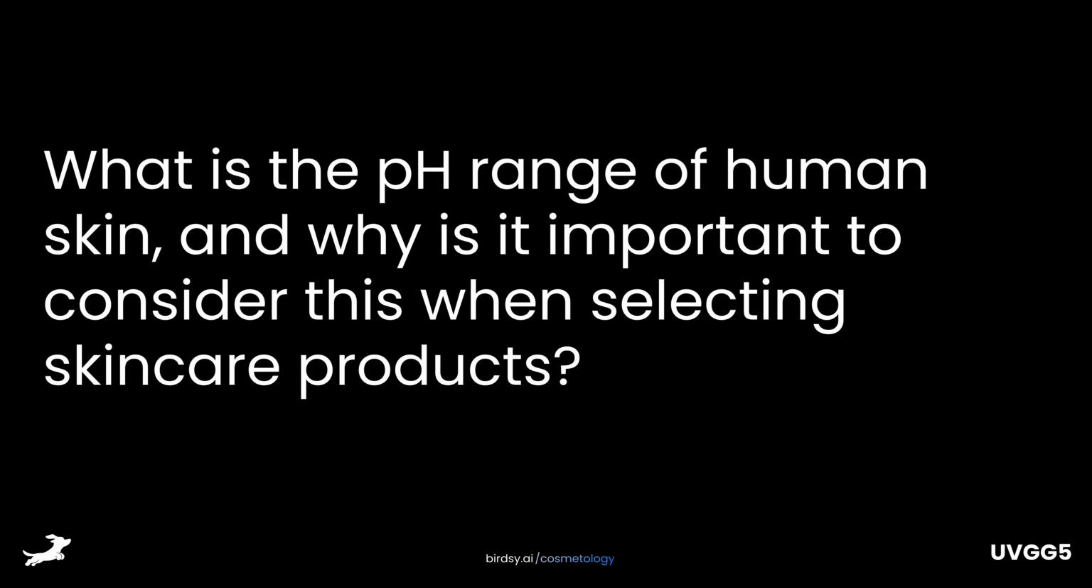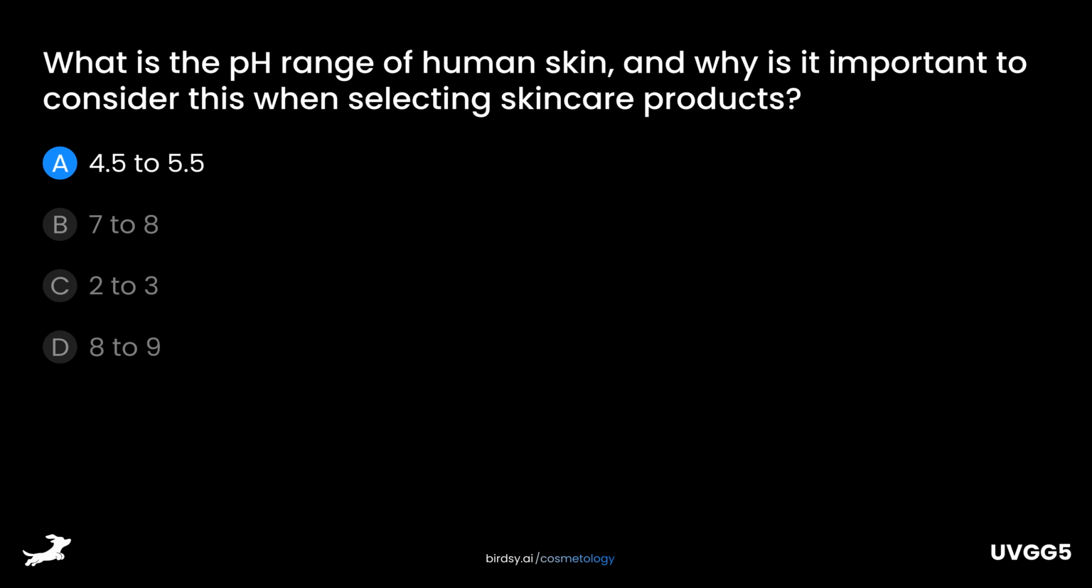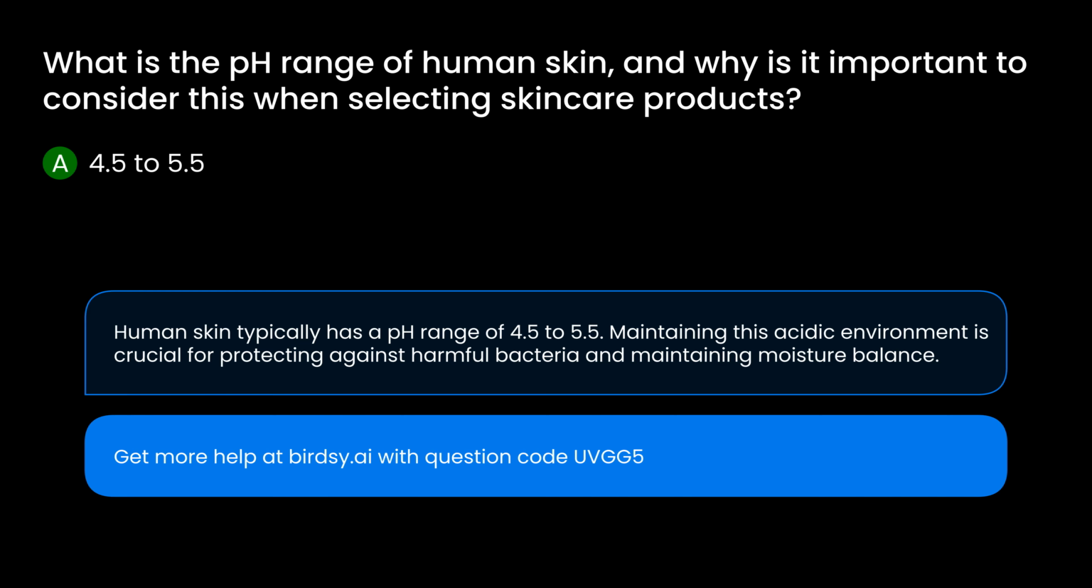What is the pH range of human skin, and why is it important to consider this when selecting skincare products? Is it A, 4.5 to 5.5, B, 7 to 8, C, 2 to 3, or D, 8 to 9? The answer is A, 4.5 to 5.5. Human skin typically has a pH range of 4.5 to 5.5. Maintaining this acidic environment is crucial for protecting against harmful bacteria and maintaining moisture balance.